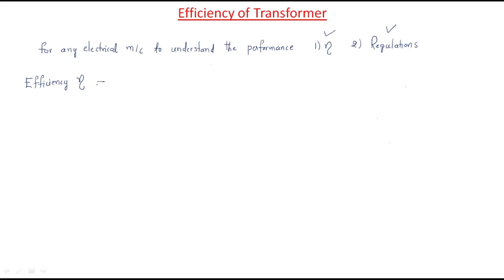Efficiency is simple. For any machine, we give some input and we take some output. The efficiency gives the relation between input and output. It is the ratio of the output power to the input power, into 100. This is the formula for efficiency.